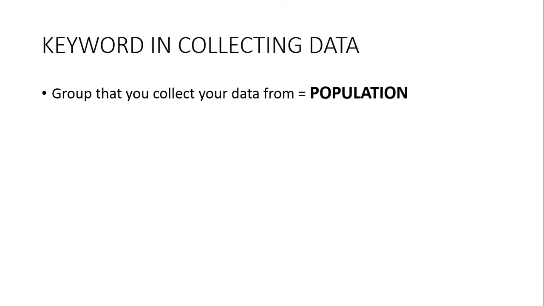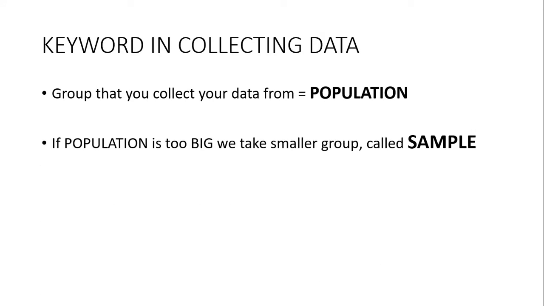The first one is about population. Population is group that you collect your data from. But sometimes population can be too big. It's impossible for a student to collect data from all people who live in Jakarta. That's why we take smaller group, something what we call sample. And sample is usually 10% of the population.